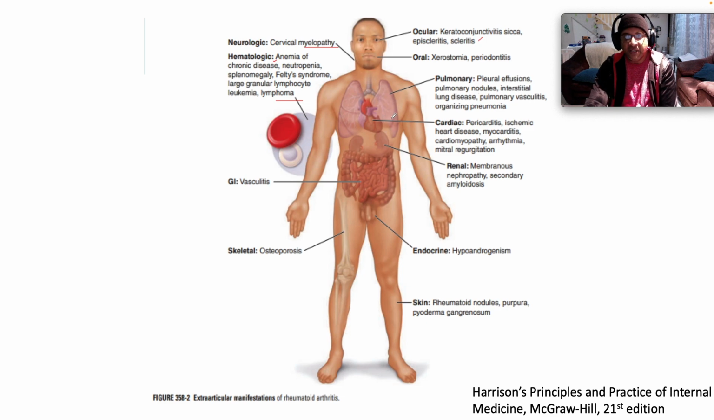In the heart, you may have pericarditis, ischemic heart disease, myocarditis, cardiomyopathy, arrhythmia, and mitral regurgitation. In the kidneys, rheumatoid arthritis can cause a membranous nephropathy as well as secondary amyloidosis. GI, it can cause vasculitis. Skeletal, it predisposes to osteoporosis, also if you're using steroids in the treatment. Endocrine, it can cause hypoandrogenism. Skin, rheumatoid nodules, purpura, and pyoderma gangrenosum are associated.